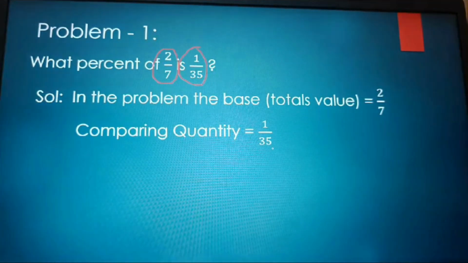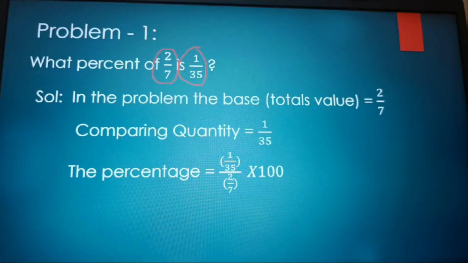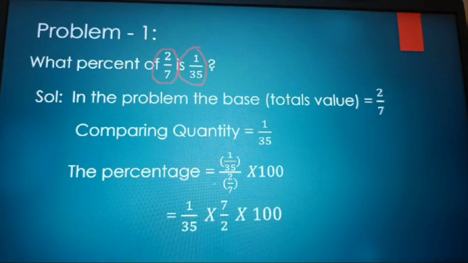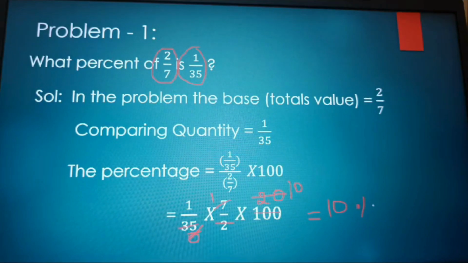So the percentage is comparing quantity by total quantity into 100. The fraction 1 by (A by B) equals B by A. So 1 by 35 into 7 by 2 into 100. 7 ones are 7, 7 fives are 35. 5 ones are 5, 5 twos are 10. 0 remains, as 2 ones are 2, 2 tens are 20. So the answer is 10%. That is, 1 by 35 is 10% of 2 by 7.